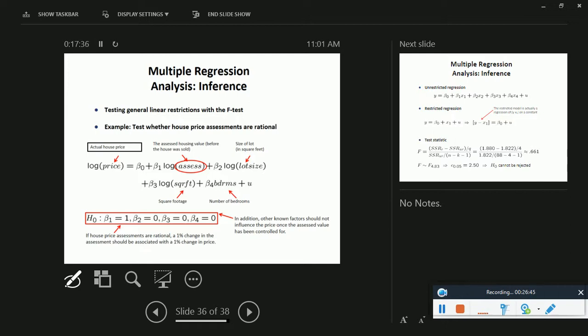In this case, if you look at the null hypothesis, here they are assuming that beta 1 equals 1, beta 2 is 0, beta 3 is 0, and beta 4 is 0. Okay, so here they are saying that other known factors should not influence the price once the assessed value has been controlled for. So they are controlling the assessed value, and assuming all the other factors to be 0. So basically we are testing for joint significance, or you can say testing the F test, right?